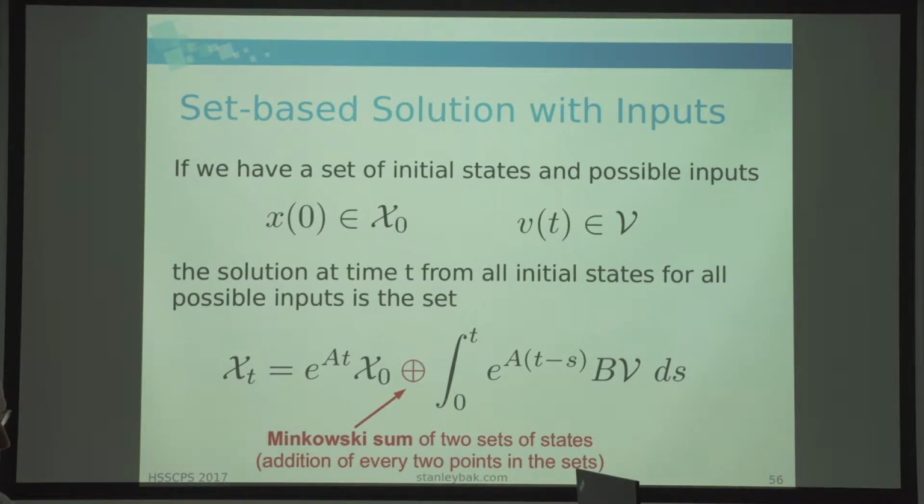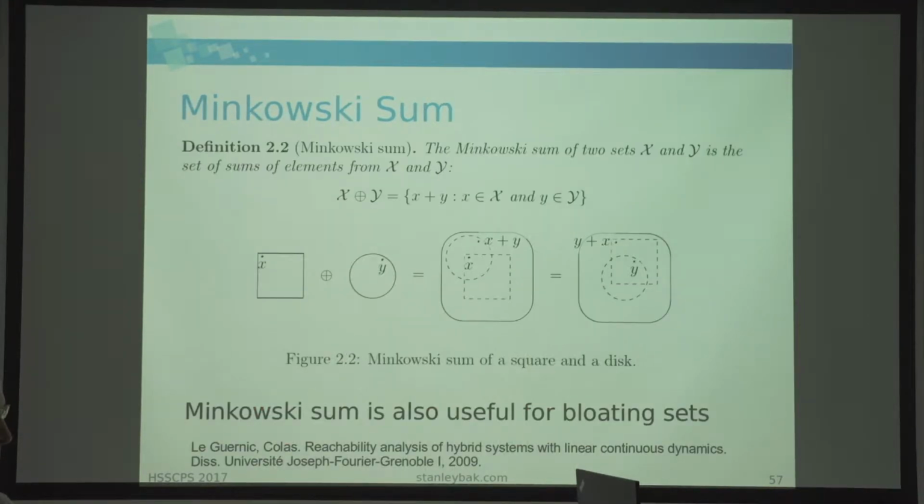What does that look like graphically? It's something like this. The Minkowski sum is defined to just be the sum of, take some element from X and some element from Y, add them together, and that element is in the Minkowski sum.